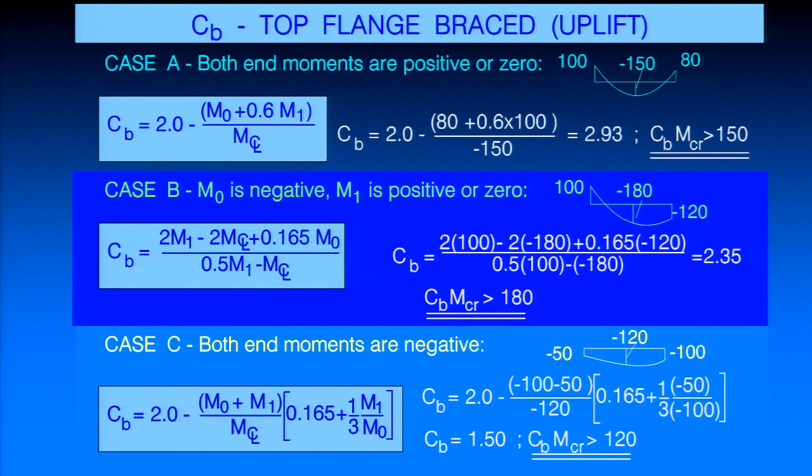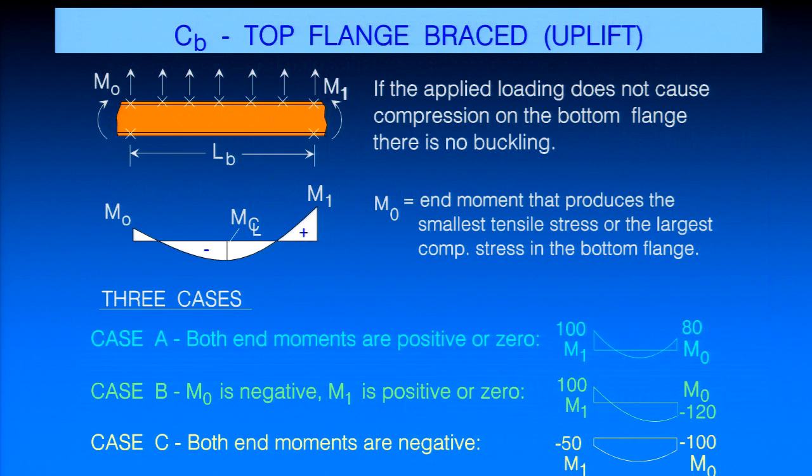For example, in this first case, both end moments are positive or 0. So we've got them both positive. We've got 100 here, that's going to be my M1 value. 80 in this case is going to be M0. The value at the center line is minus 150. So C sub B would be 2 minus M0 of 80 plus 0.6 times M1. Plugging in M center line, we get a C sub B of 2.93. So we take that times M critical, using the spacing between locations where we prevent twist, and we compare that with the maximum moment that would cause compression in that bottom flange. For each of these we would do the same thing, it's just a slightly different C sub B equation.